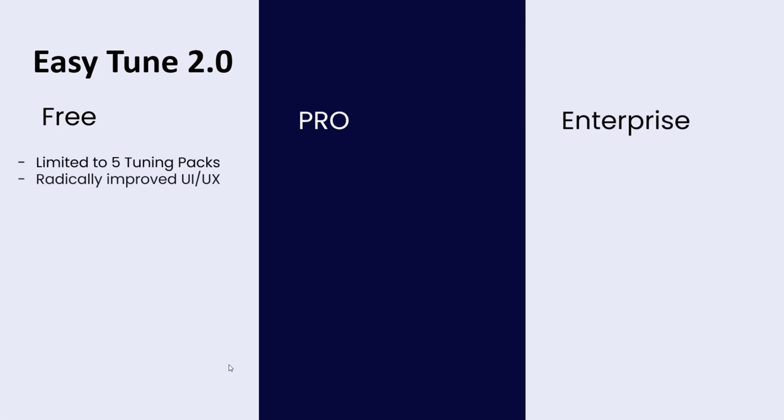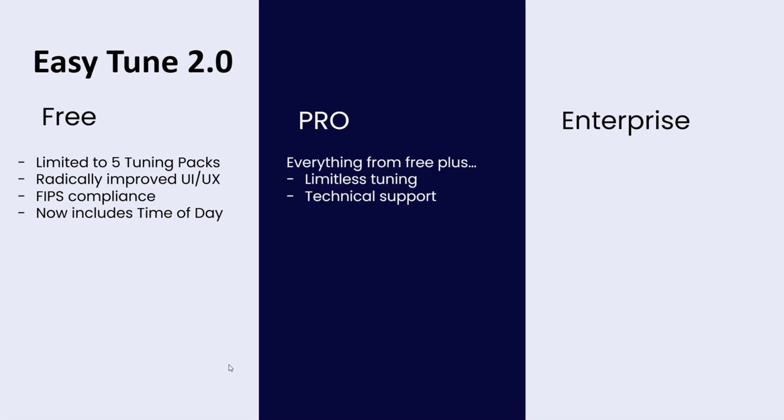So what's changed? EasyTune Free gets the time of day feature, which is really awesome, the radically improved user experience and FIPS compliance, but will be limited for the very first time to tune only 5 tuning packs. This is a change that we make with a heavy heart. We needed to make this change essentially to allow us to continue to invest in EasyTune and continue for it to be the awesome product that it is today. The new Pro version includes everything from free, obviously, as well as limitless tuning and technical support.